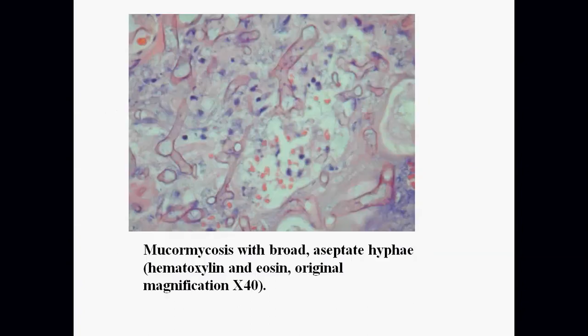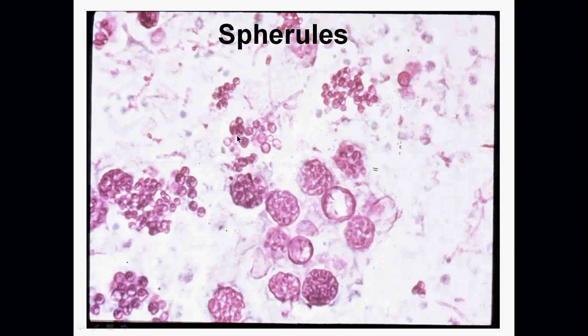tissue specimen. So this is H&E stain, which is showing broad aseptate hyphae. So these are all aseptate hyphae, broad. You can see in the H&E stain. Here fungal spherules can be seen in H&E stain. You can see these small spherules. These are all fungal elements.